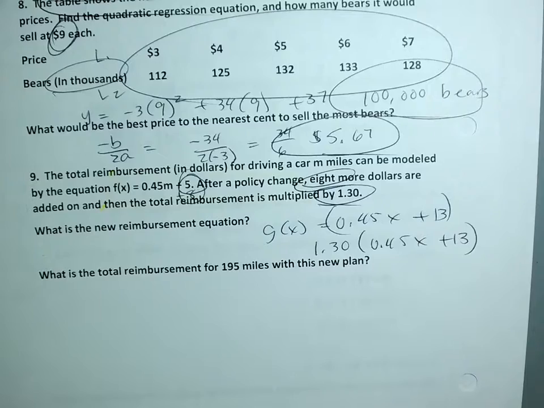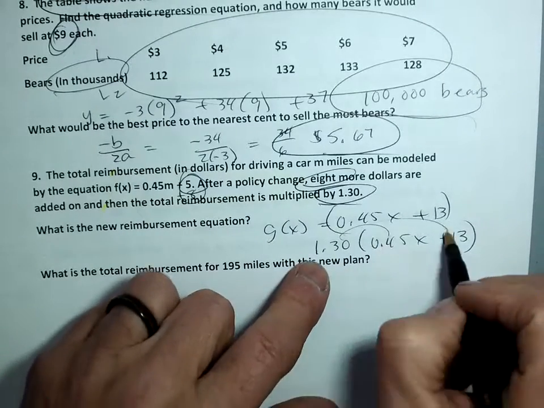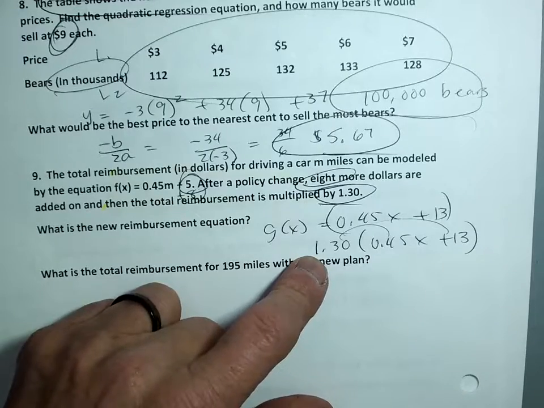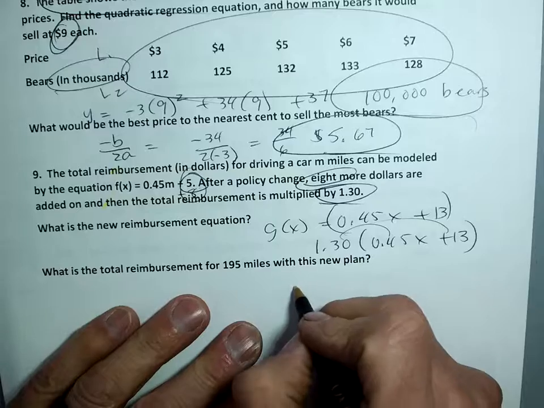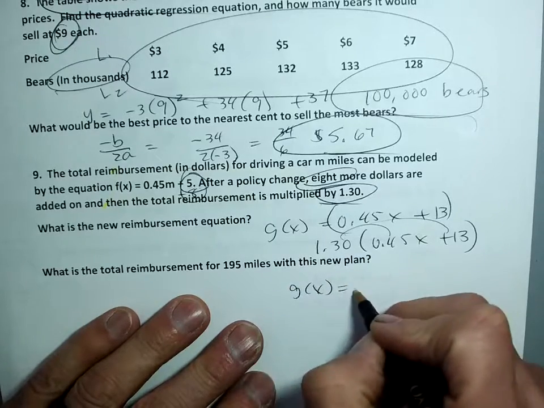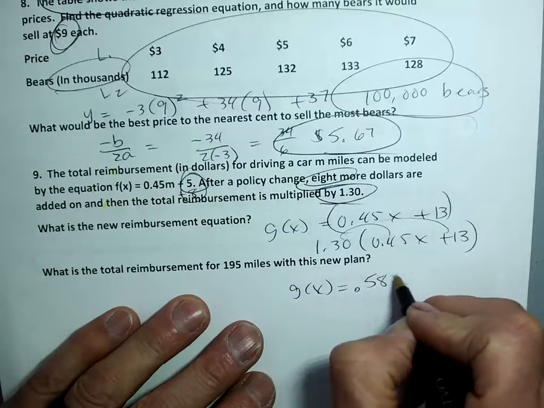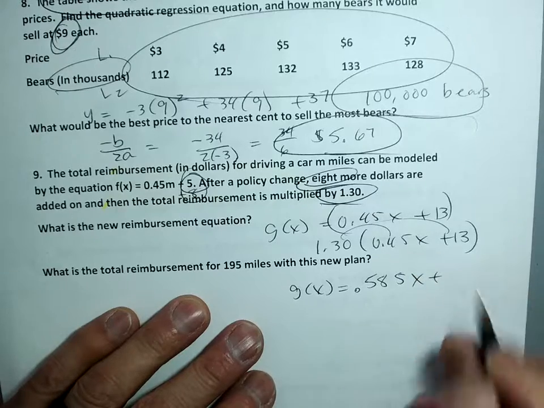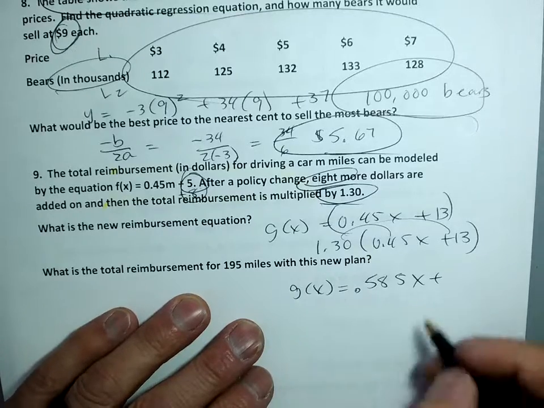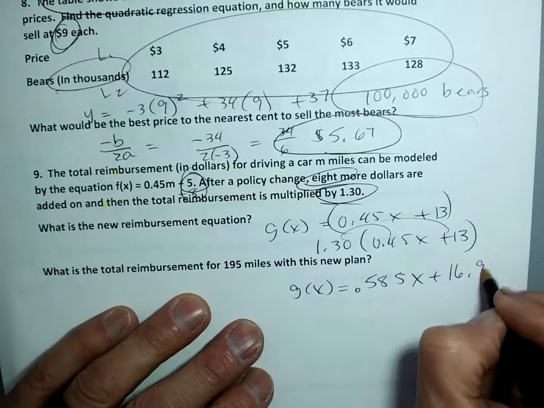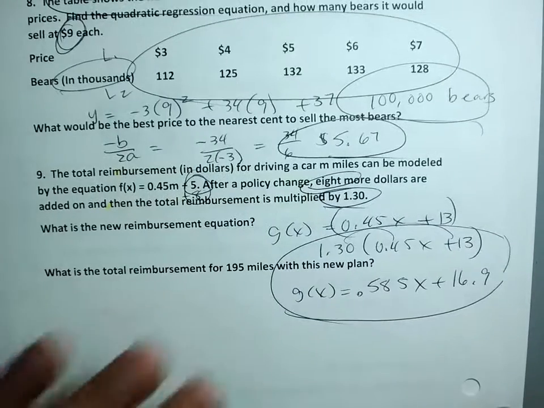Now you can leave it in that form, that's fine with me, or we could just multiply it out, right? That's 1.3 times 0.45. So I get g of x equals 0.585x plus, what is 13 times 1.3, and I get an answer of about 16.9, okay? Either one of these is my new plan.